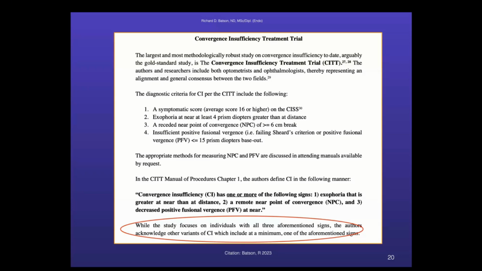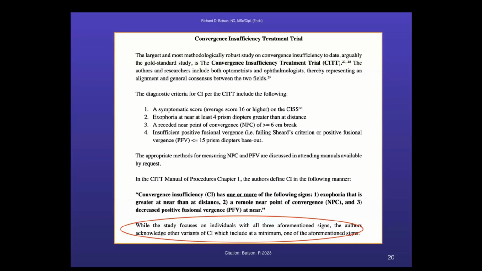We'll look at diopters later. It's impossible to look at it without giving you a visual, so we'll go online and look at some graphs around how diopters work. But there's the Convergence Insufficiency Treatment Trial cut point of 4 prism diopters, and then insufficient positive fusional vergence. I'm not going to get into Sheard's criterion today, but basically less than or equal to 15 prism diopters base out. What base out refers to is prisms. I wish I had my prisms with me today. I don't, they're at a different clinic.